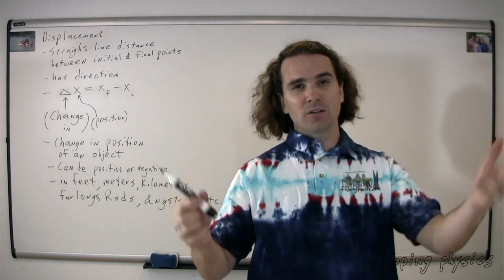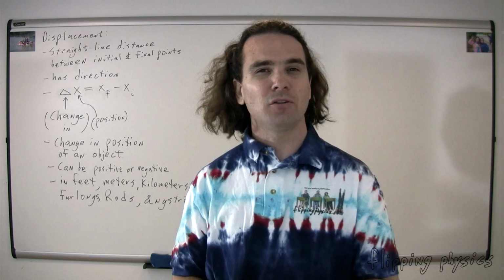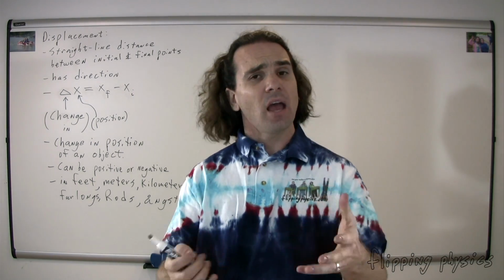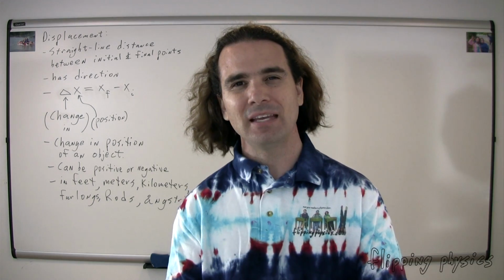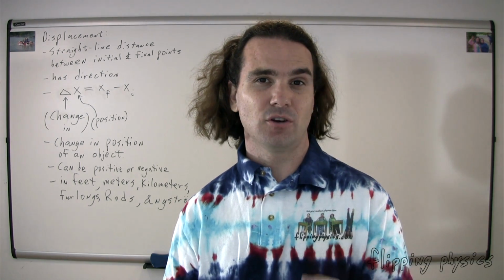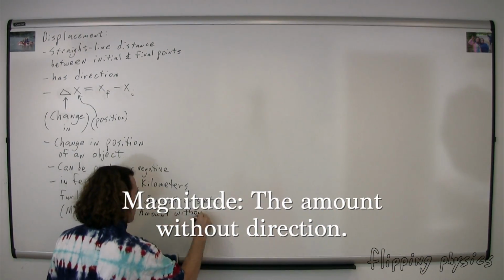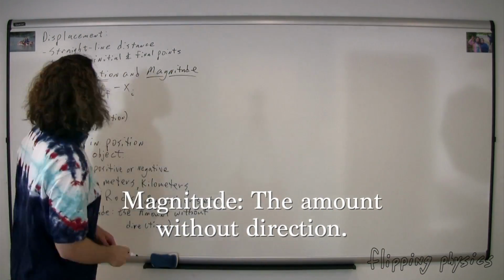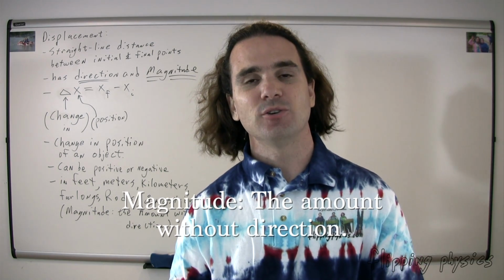Meters, feet, furlongs, rods. This right here, this number, is called the magnitude of the displacement. And the magnitude of the displacement is a very important term. The magnitude simply means the amount of, the number of the displacement without the direction, the value without direction. It is very important that you remember that displacement has both magnitude and direction.